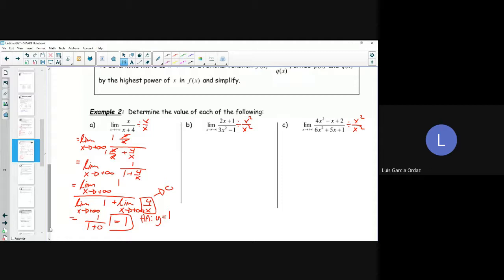Now let's take that same idea and apply it to b. So we're going to take the limit as x approaches negative infinity. Again, divide everything by x squared. So 2x over x squared just gives me 2 over x plus 1 over x squared, all divided by 3x squared divided by x squared is just 3, minus 1 over x squared. So who can tell me what the limit approaches as x approaches negative infinity for 2x plus 1 over 3x squared minus 1? Feel free to type your answer in the chat.